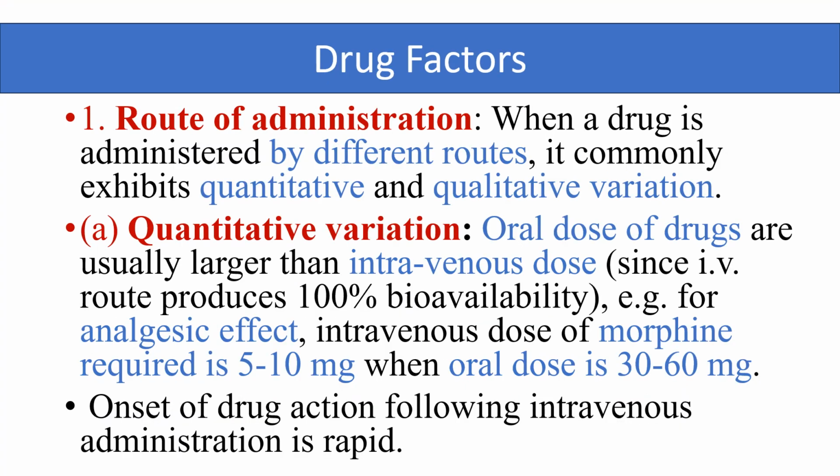Now drug factors: route of drug administration. When a drug is administered by different routes, it commonly exhibits qualitative as well as quantitative variation. Quantitative variation, like the oral dose of a drug, is usually larger than the intravenous dose, since the intravenous route of administration produces 100% bioavailability. For analgesic effect, the intravenous dose of morphine is 5 to 10 mg when the oral dose is 30 to 60 mg. Onset of drug action following intravenous administration is rapid because the drug reaches the systemic circulation directly.